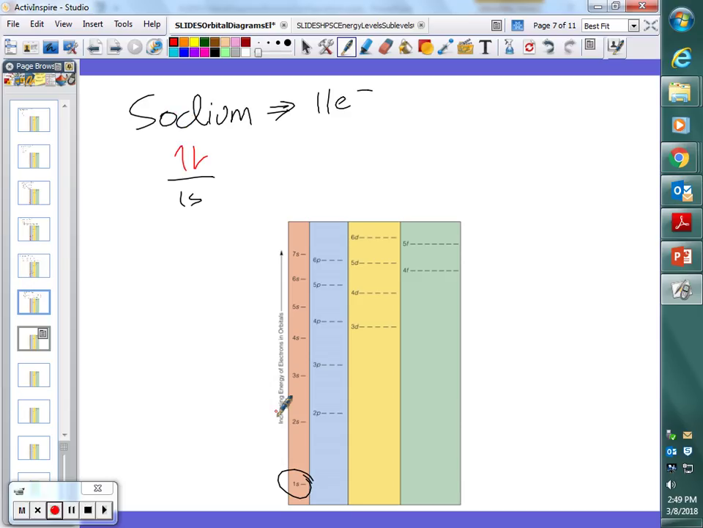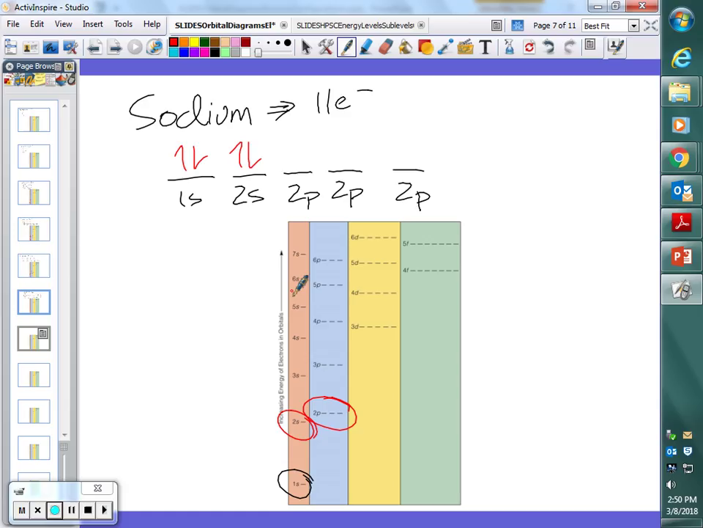Next lowest energy level is 2s. Is the 2s orbital full? Yes. Next one we run into is the three 2p orbitals: 1, 2, 3, 2p, 2p, 2p.